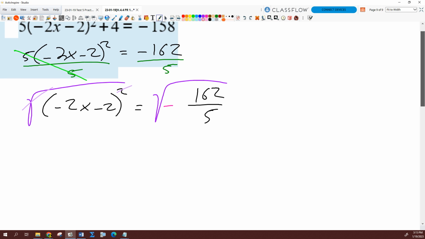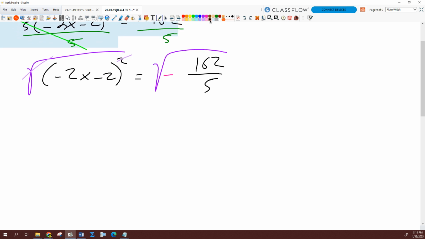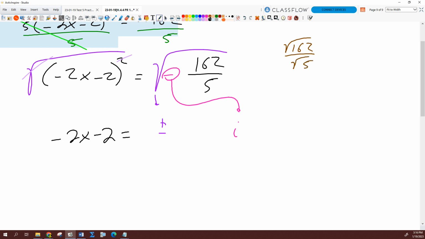Okay, that's good. We get negative 2x minus 2 equals, what do I have to include? Plus or minus, because I square rooted both sides. So I've got a plus or minus. We know we're getting an i outside, but we do have to simplify this other part. We need to simplify the square root of 162 over the square root of 5.